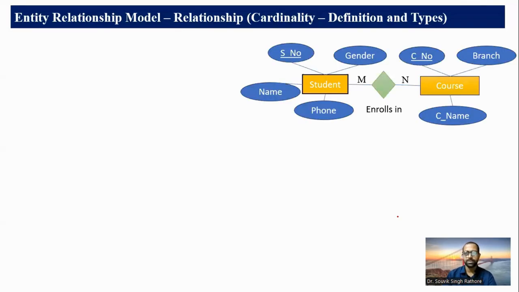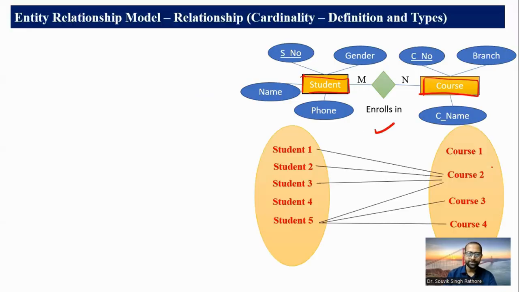In simple words, cardinality tells us how many entities can participate in a relationship. Let us take our favorite example, the student and course example. Here we have two entity types, the student entity type and the course entity type, and the relationship is student enrolls in a course. One student can enroll in multiple courses. Here you see the mapping.